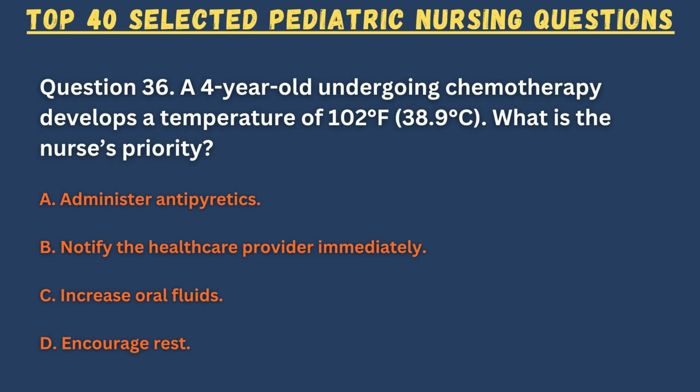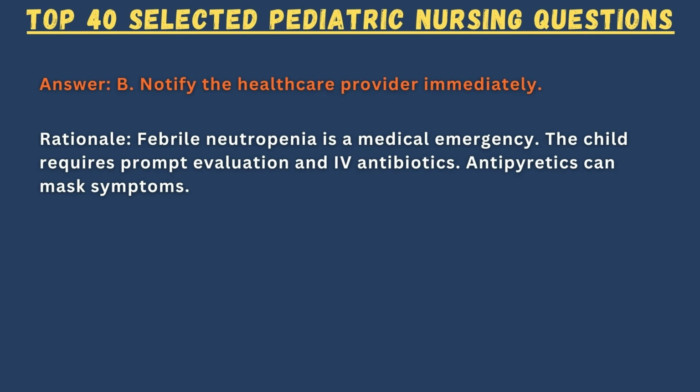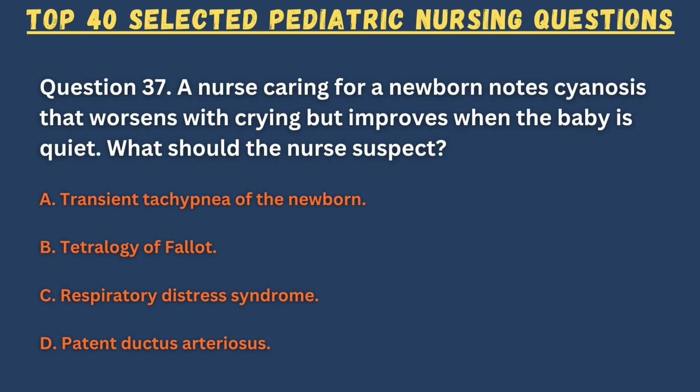Question 36. A 4-year-old undergoing chemotherapy develops a temperature of 102 degrees Fahrenheit, 38.9 degrees Celsius. What is the nurse's priority? A. Administer antipyretics. B. Notify the healthcare provider immediately. C. Increase oral fluids. D. Encourage rest. Answer. B. Notify the healthcare provider immediately. Rationale. Febrile neutropenia is a medical emergency. The child requires prompt evaluation and IV antibiotics. Antipyretics can mask symptoms.